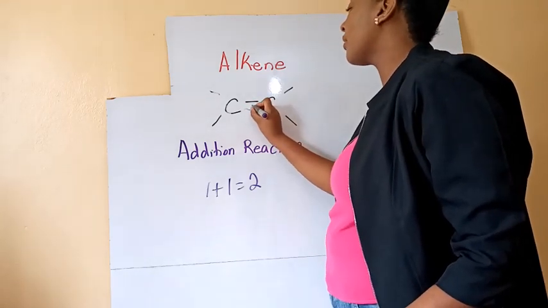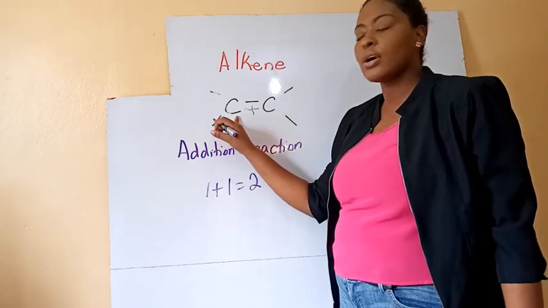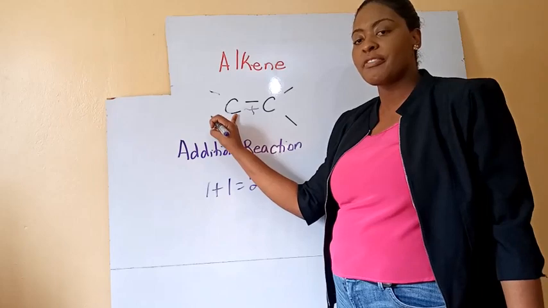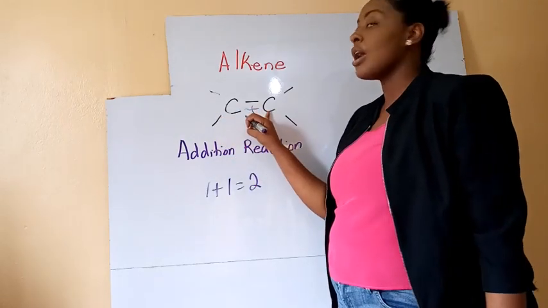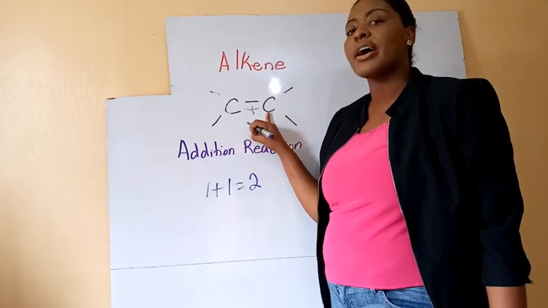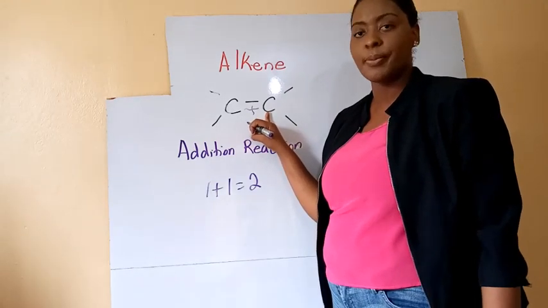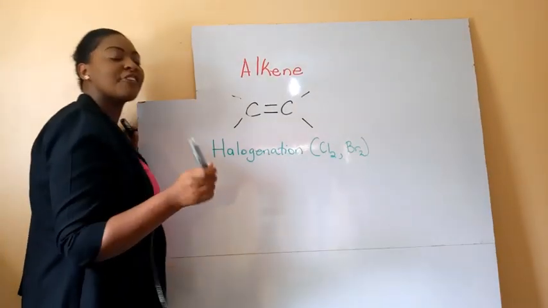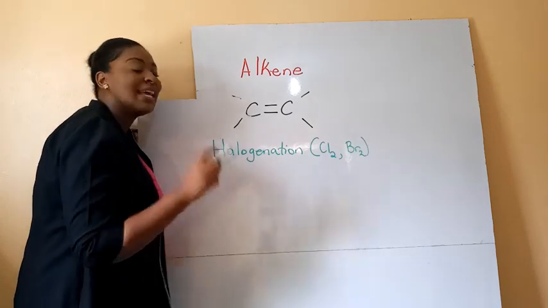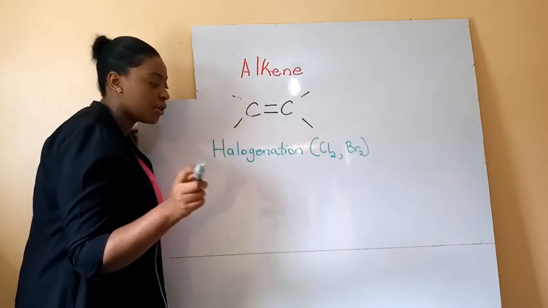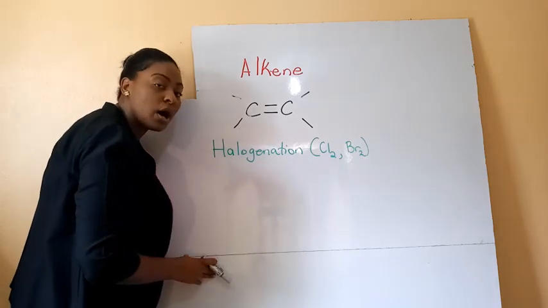So this double bond right here is going to break. The compound is going to add 1 atom or a group of atoms to one of the carbons in the double bond, and to the other carbon in the double bond, another atom or group of atoms will be added across the double bond. So the first addition reaction we want to look at is halogenation. In halogenation reaction, we are adding halogens across the double bond.